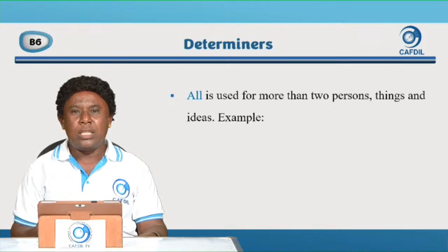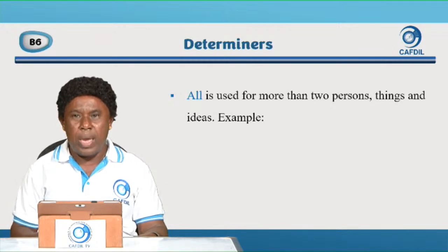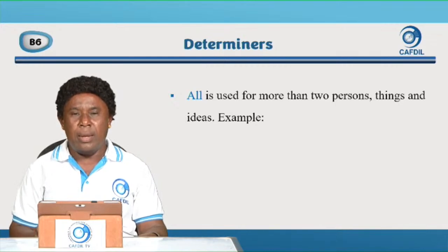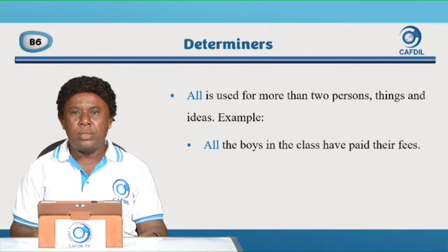Now, let's look at the use of all. All is used for more than two persons, things, and ideas. Again, all is used for more than two persons, things, and ideas. For example, all the boys in the class have paid their fees. How many boys are we talking about? We are talking about all the boys, more than two. All the boys in the class have paid their fees. Good.